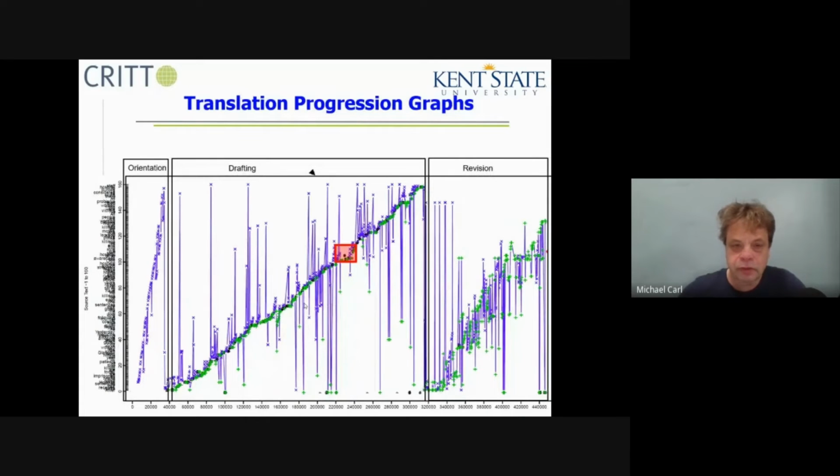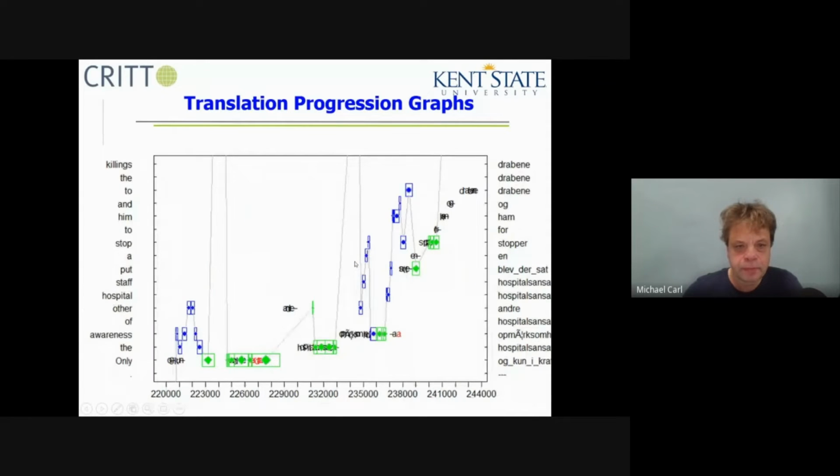So here I now zoom into this part to see more in detail what happens. So here we have this segment on the left side: only the awareness of other hospital staff put a stop to him and to his killings. So this is the source text that the translator is translating into Danish. We have on the right side here the Danish translation of it. And you can see here these are the alignments.